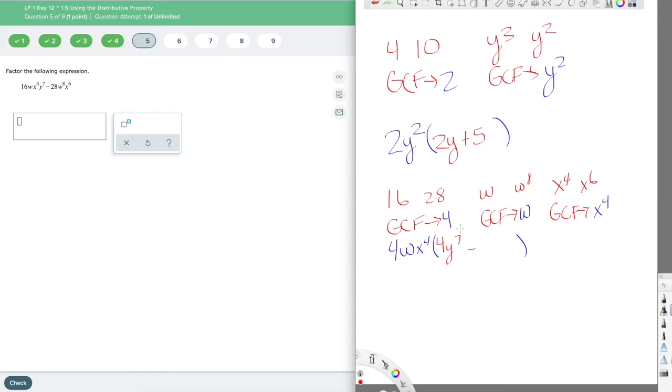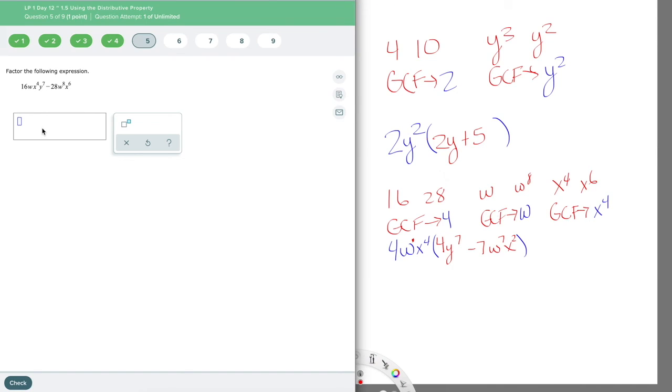Minus 28 divided by 4 is 7. And w to the 8th divided by w, remember there's a 1 here, so that means 8 minus 1, which gives me 7. x to the 6th divided by x to the 4th, 6 minus 4 is 2. So remember, when you're dividing variables with exponents, as long as it's the same variable, you subtract the exponents. When we multiply variables with exponents, we add the exponents. So multiplication, addition, division, subtraction. Just kind of a review of that.